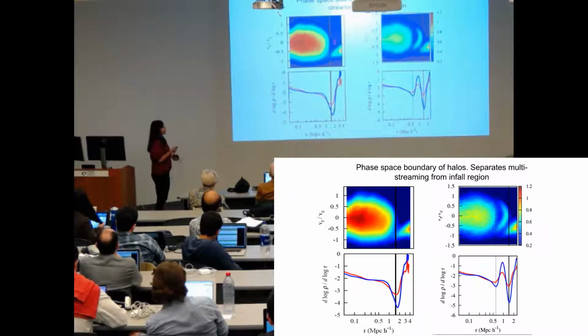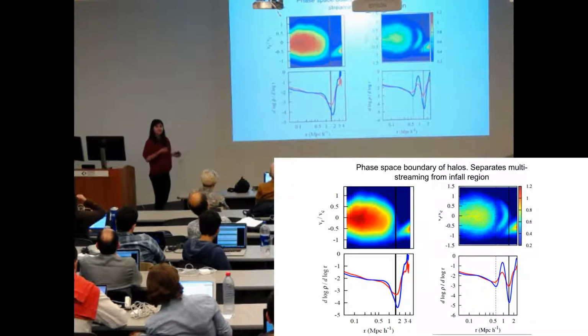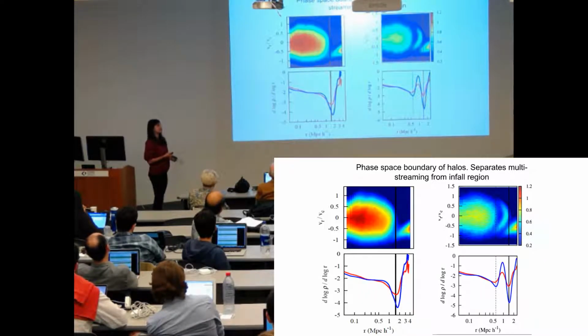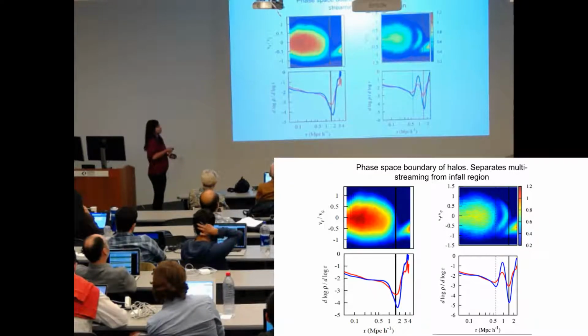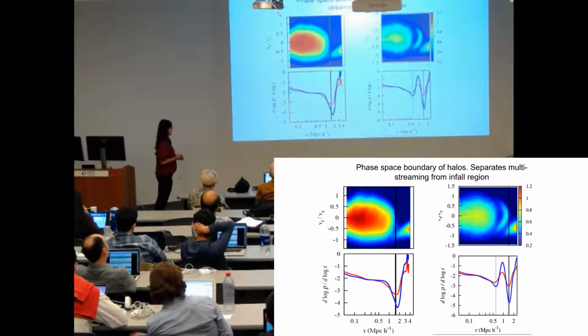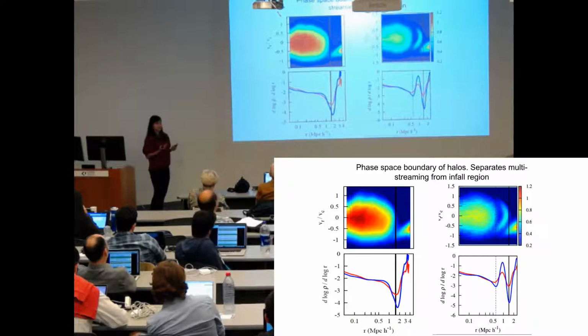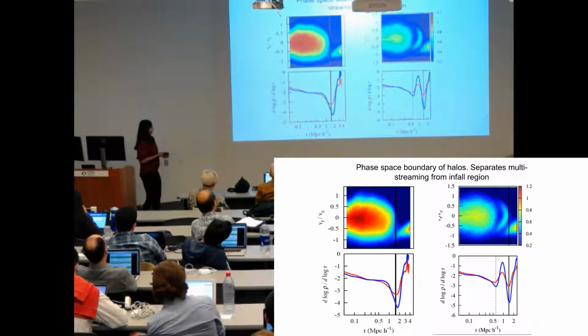This also actually corresponds to the outermost caustic, which has been seen several times in self-similar solutions, in idealized solutions of dark matter halos, and sometimes you can also see a second dip in the density profile, which actually corresponds to the second caustic or the second turnaround radius of objects inside the halo. So the splashback radius basically corresponds to, I like to think about it as the physical boundary of the halo.